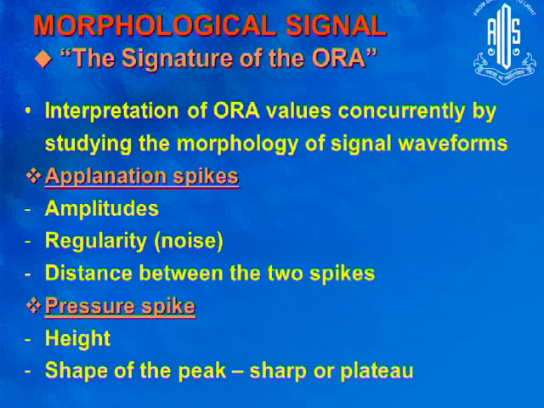The signature of the ORA. So it is not only the values, all these values will be displayed. We usually take 4 signatures, that is, the reading is taken 4 times. The best signals are taken. So what do we look for in the signal? The amplitude, the regularity, that is, there should not be too much of noise, and the distance between the 2 spikes. The height of the spike and the shape of the peak, whether it's sharp or plateau.